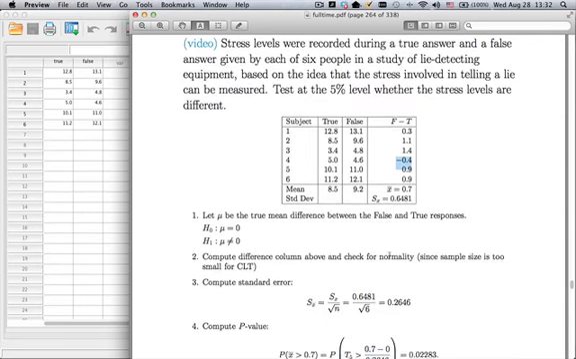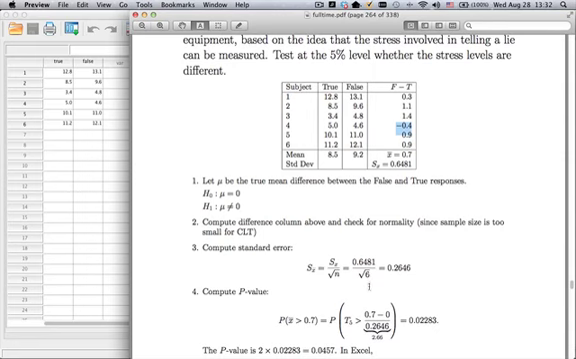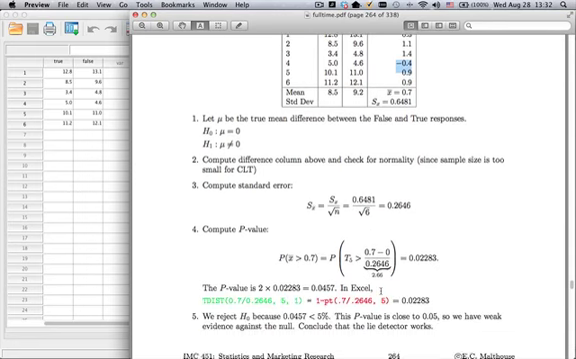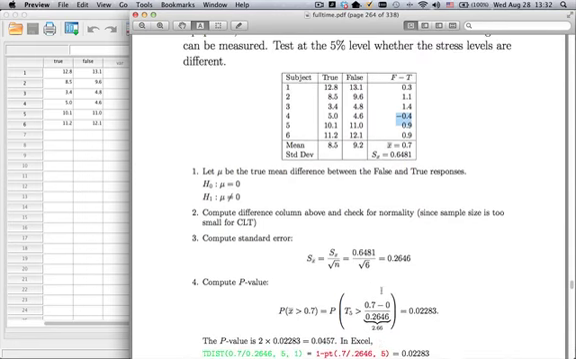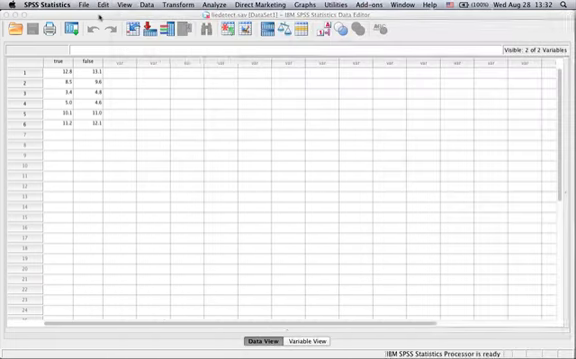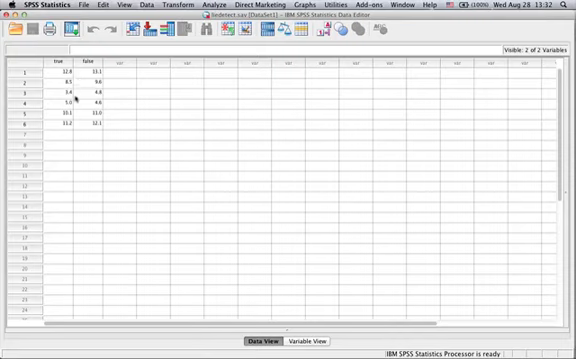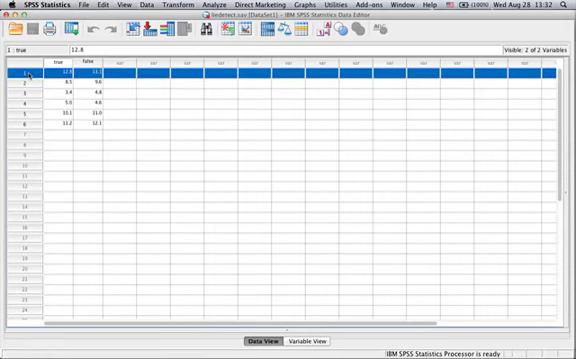All right, we worked through this in class. We found the standard error and we found the p-value. Let's now do this in SPSS. In SPSS, we're going to put the numbers side by side. The general rule in SPSS is 1 row per sampling unit and 1 column per measurement. And so therefore we have true and false as separate columns, and the subjects as the rows.